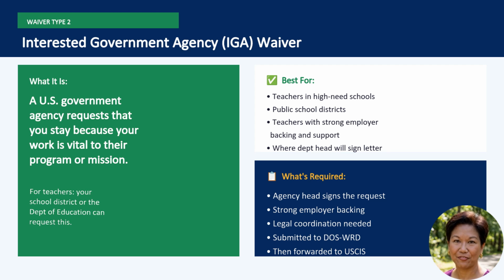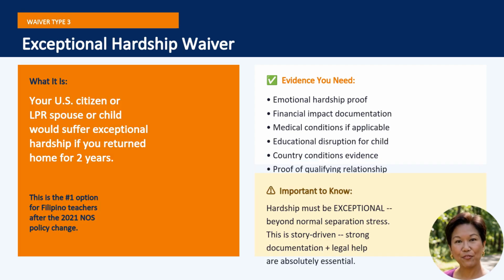Now, here is something very important specifically for Filipino teachers. As of 2021, the Philippines changed its policy. The Philippines no longer issues no objection statements for teachers who married a U.S. citizen or gave birth to a U.S. citizen child. This closed a major pathway for many Filipino J-1 teachers. Also, if any U.S. government funding was involved in your program, a NOS is generally not sufficient. If government funding was involved, you'll need to look at one of the other waiver types.